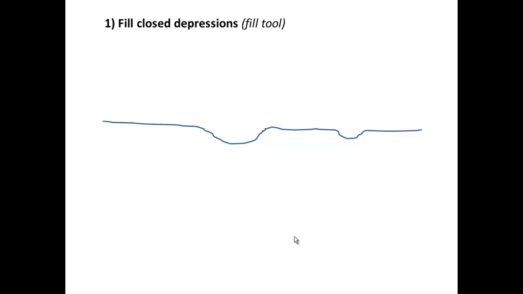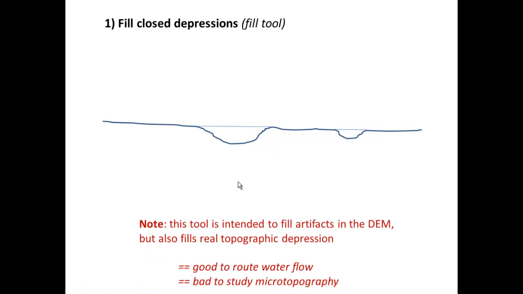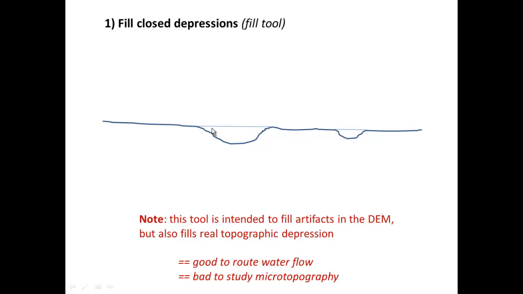So the fill tool is pretty simple. It's designed to fill closed depressions in your digital elevation model. So if you have some depressions, the fill tool will actually resurface those and level them off with a flat plane connecting the spillover point of the closed depression. Now importantly, the main purpose of this tool is actually to fill artifacts in the DEM, or mistakes, where there's accidental closed depressions that would ruin your flow routing.